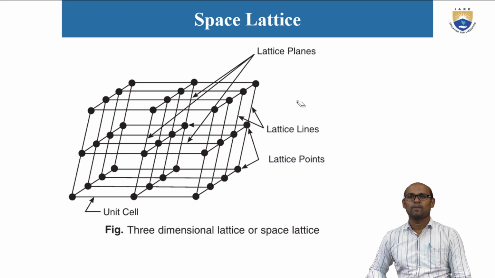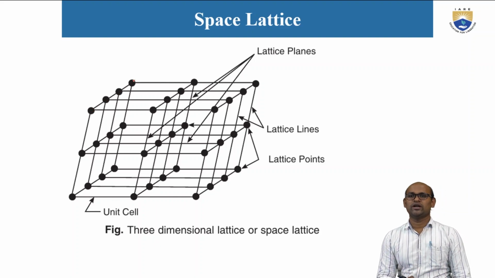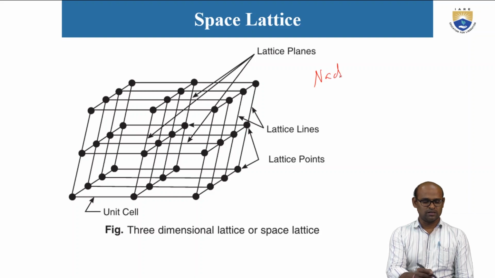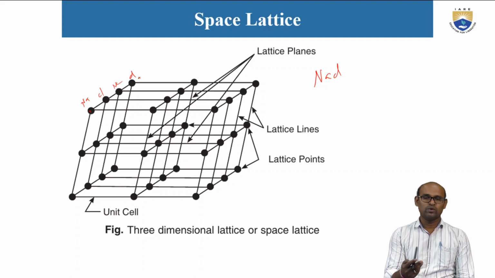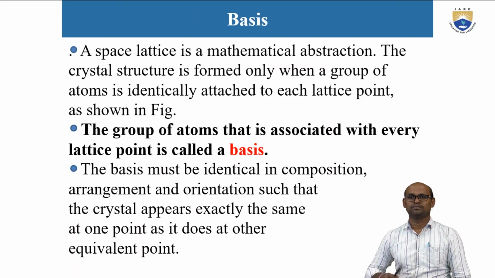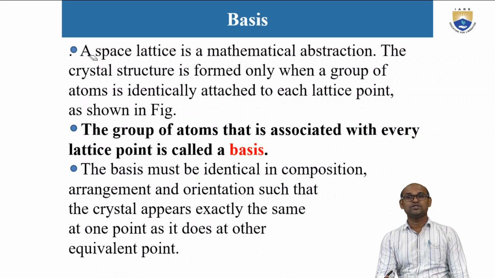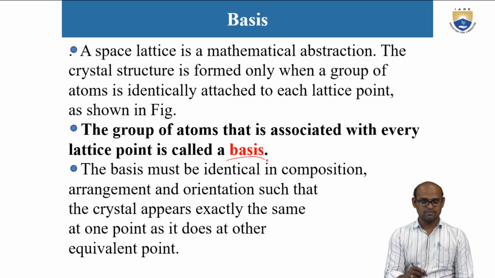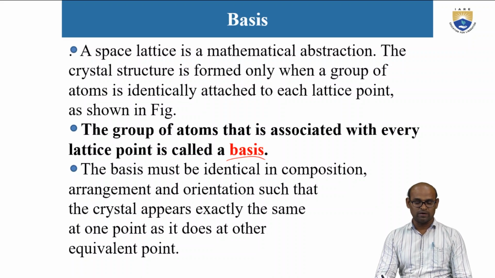You can see that each lattice point is attached by an atom. If you want to generate a NaCl crystal, for example sodium chloride, each lattice point can have sodium plus chlorine. When you represent these lattice points by sodium and chlorine atoms, you generate a sodium chloride crystal. The atom or group of atoms that we attach to each lattice point is called a basis. The basis is the single atom or group of atoms associated with each lattice point.